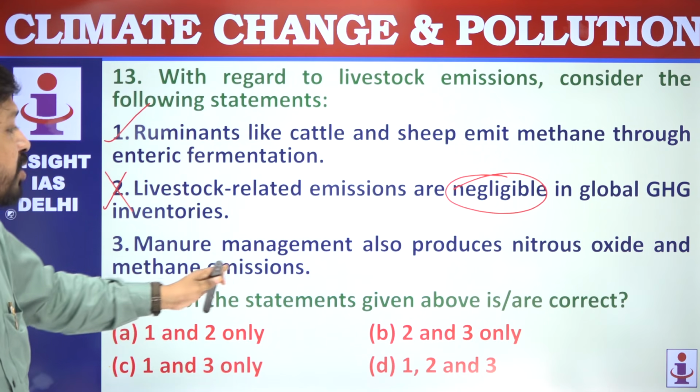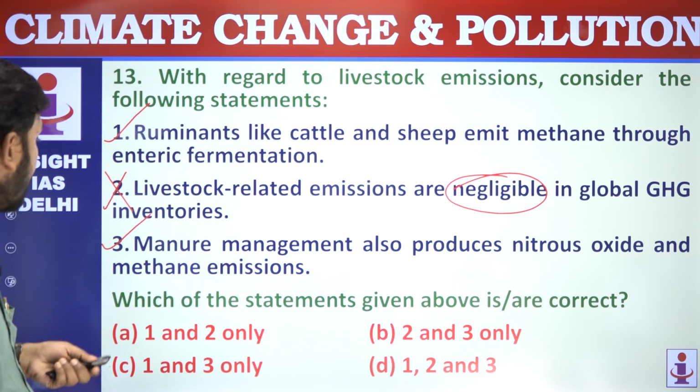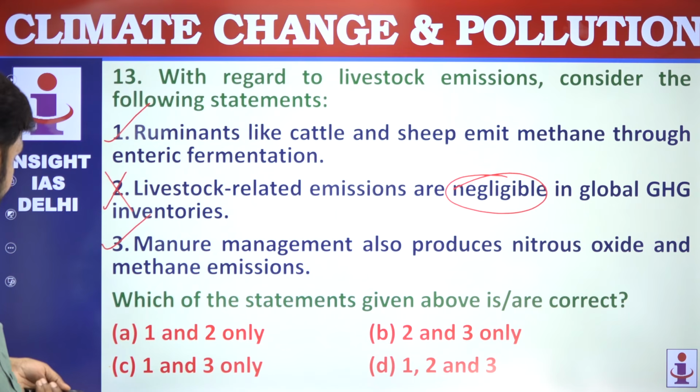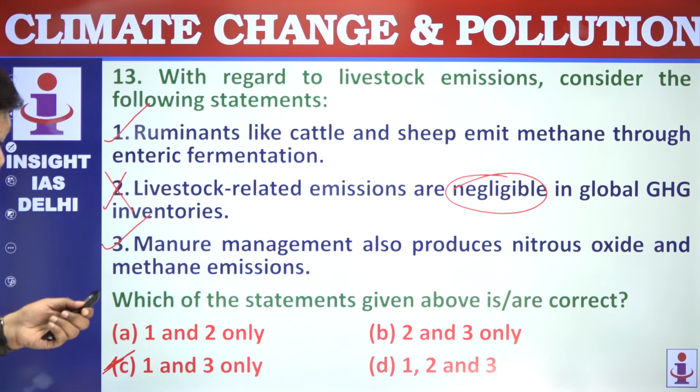So next one, manure management also produces nitrous oxide and methane emissions. Yes, this is also a right statement. So what they're asking is the correct ones. So 1 and 3 are correct. So 1 and 3 are there in our option C. Okay, option C is our answer. Let's go to the next question.